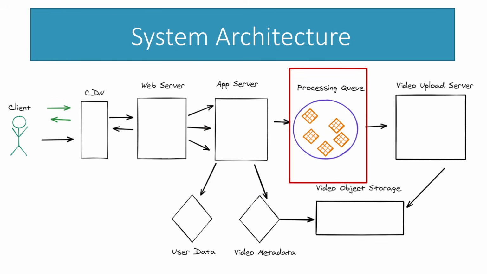And finally, we have the processing queue and the video upload server. So the first thing is, the reason we're going to use this queue is to make the whole process of uploading a video less fragile. If you went with a standard HTTP request and the user lost connection at any point during this whole procedure, they'd have to restart from scratch, which would be very frustrating.